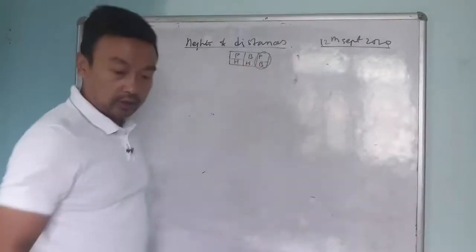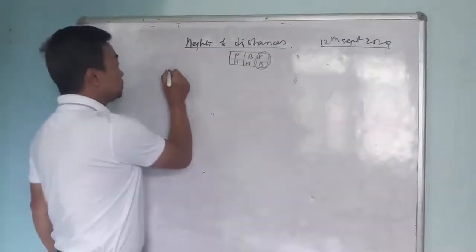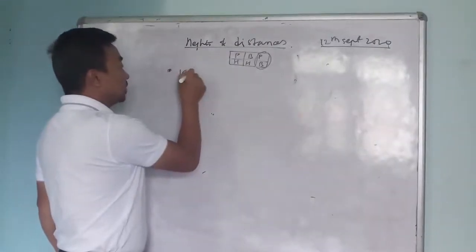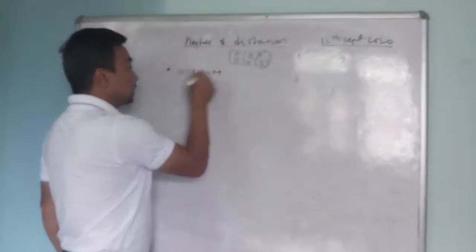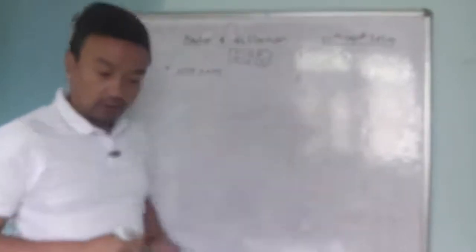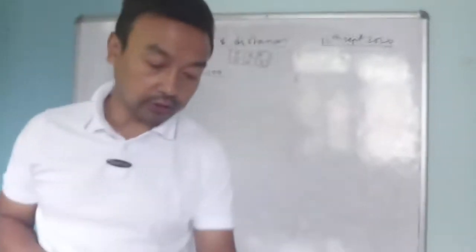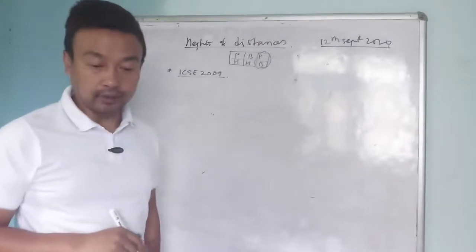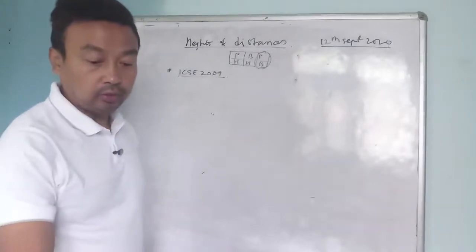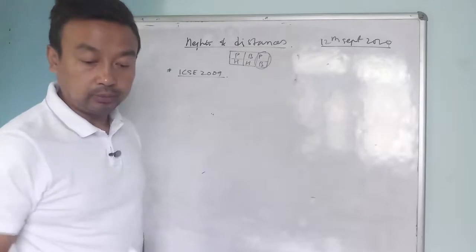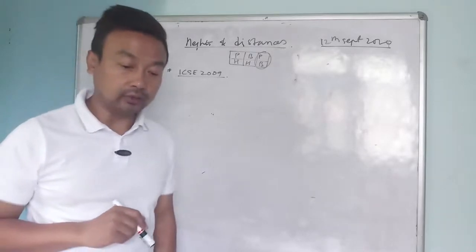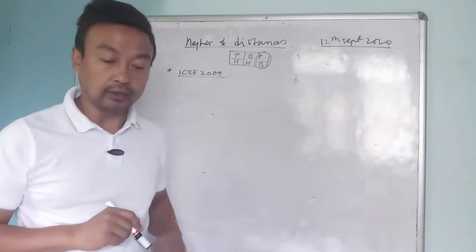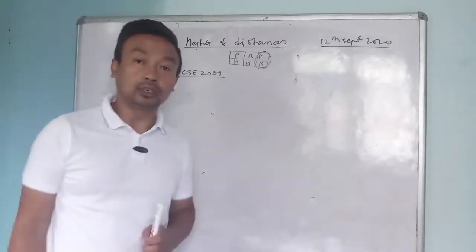2009, let us solve this. ICSE 2009. In the textbook, in page number 334 onwards, you will see in the exercise: from the 2 points A and B on the same side of a building, the angles of elevation of the top of the building are 30 degree and 60 degree respectively.